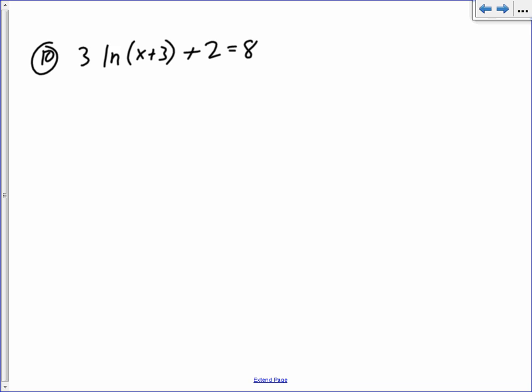You got to work it down to a log on one side and everything else on the other. So the first thing I have to do is go 8 minus 2 is 6. That's a plus 2, so a minus 2. So then what's next? Divide by 3. Natural log of x plus 3 equals 2.